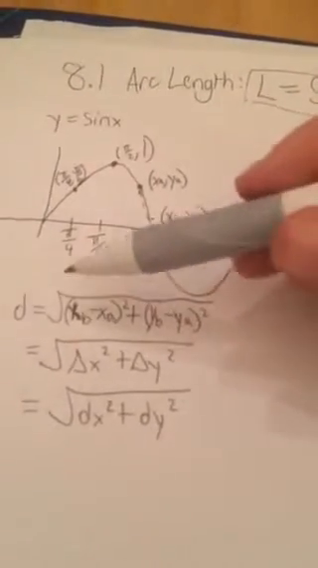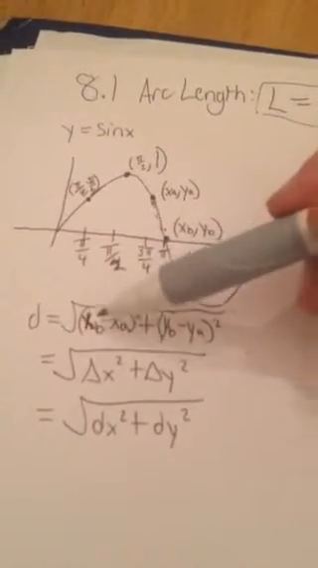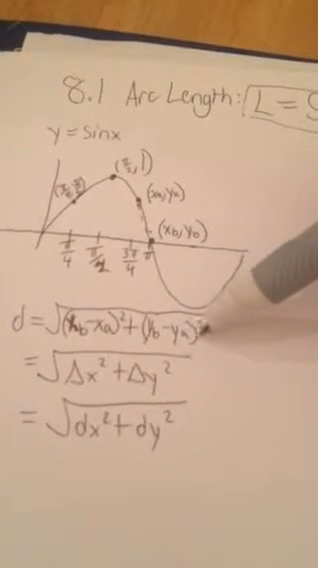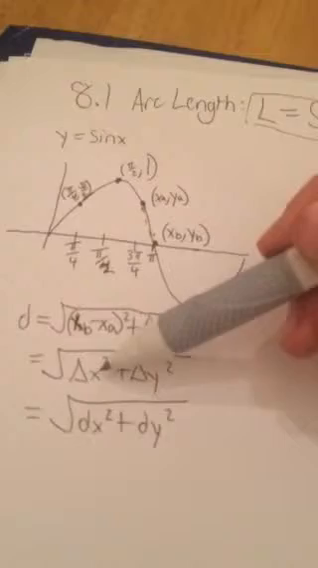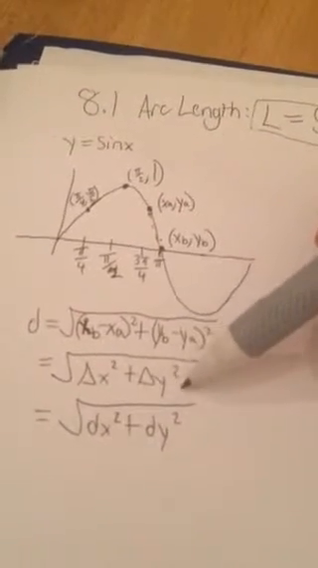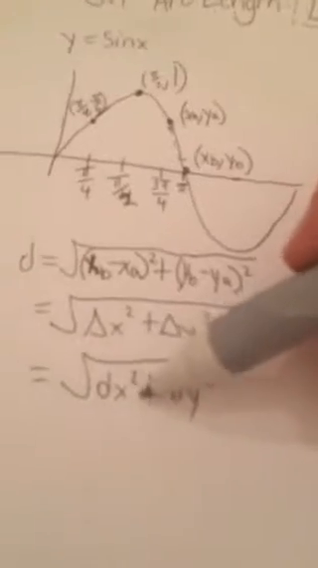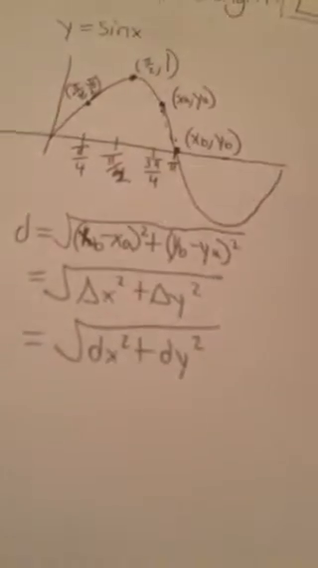And for that, it's this: x of b minus x of a squared plus y of b minus y of a squared, which is also change in x squared plus change in y squared. And surprisingly, it's also dx squared plus dy squared.